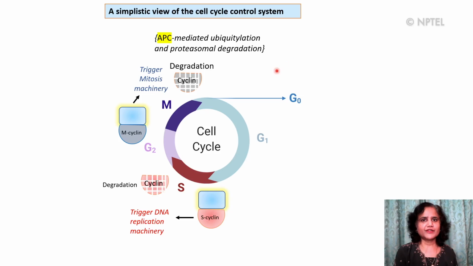M-cyclin is also degraded at the end of M phase by APC-mediated ubiquitination, and so now the mCDK is no longer active. The cells can exit mitosis and undergo cytokinesis to produce two daughter cells which can enter the next G1 phase and can go through another round of the mitotic cell cycle if the conditions are suitable.